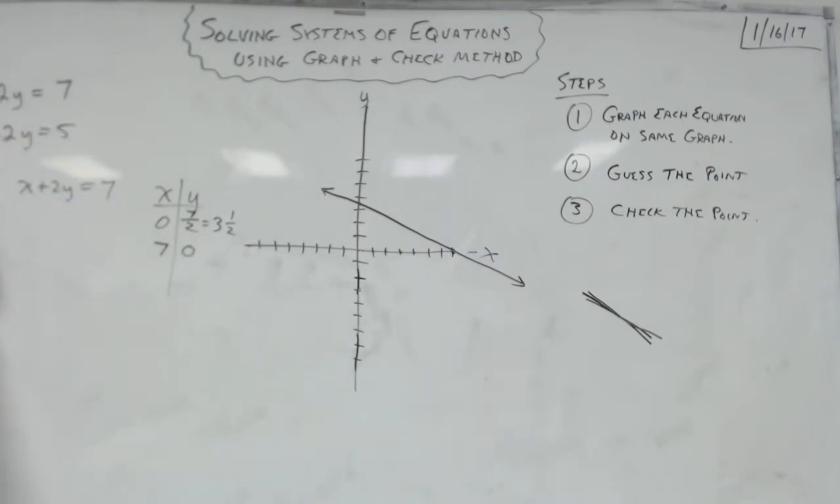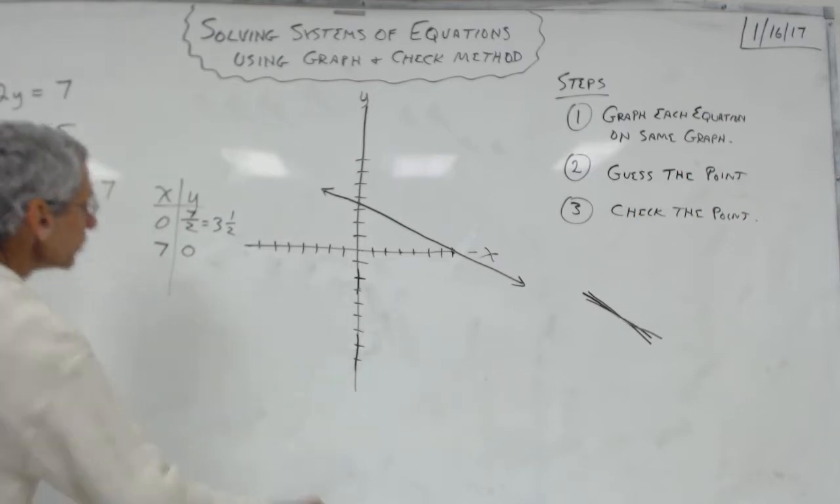Okay, let's try the next one. 3x minus 2y is equal to 5. So let me just erase this.